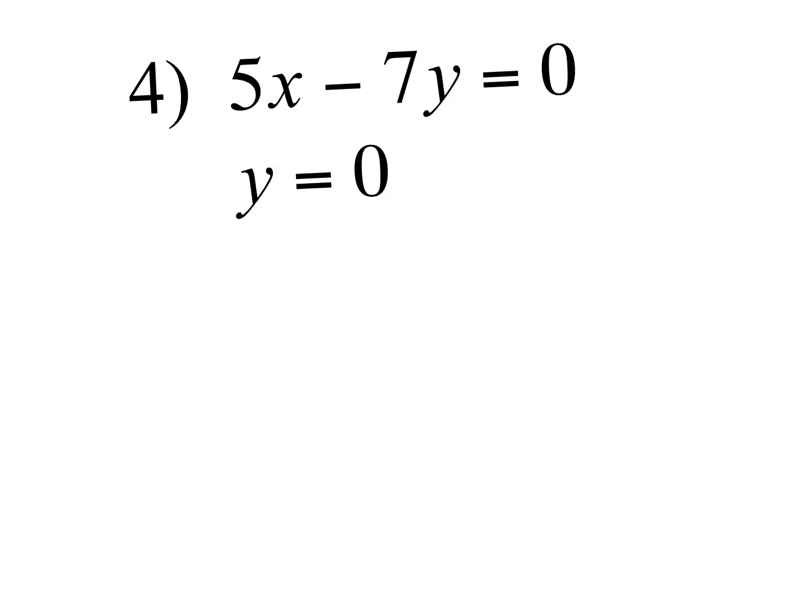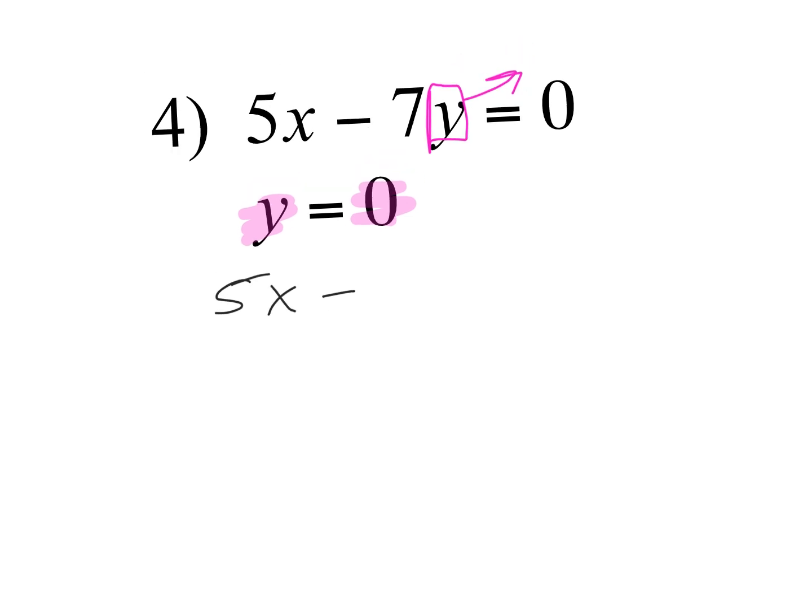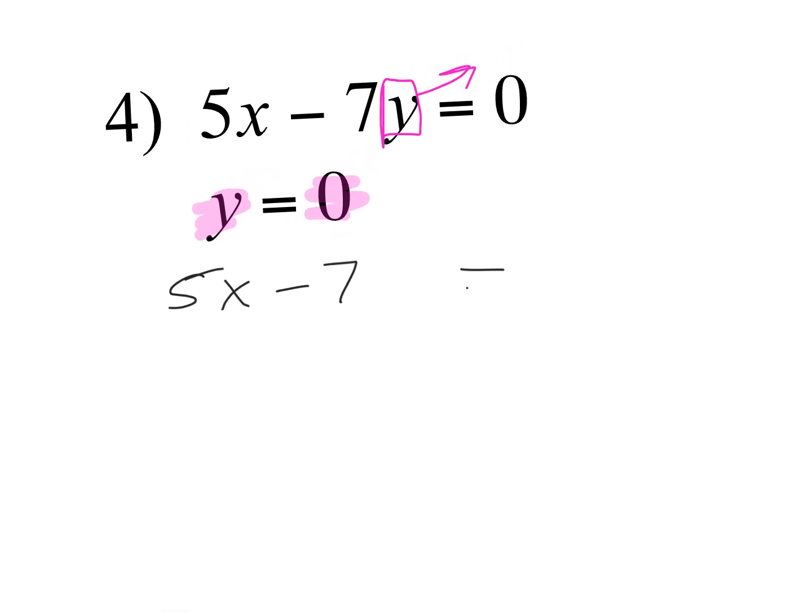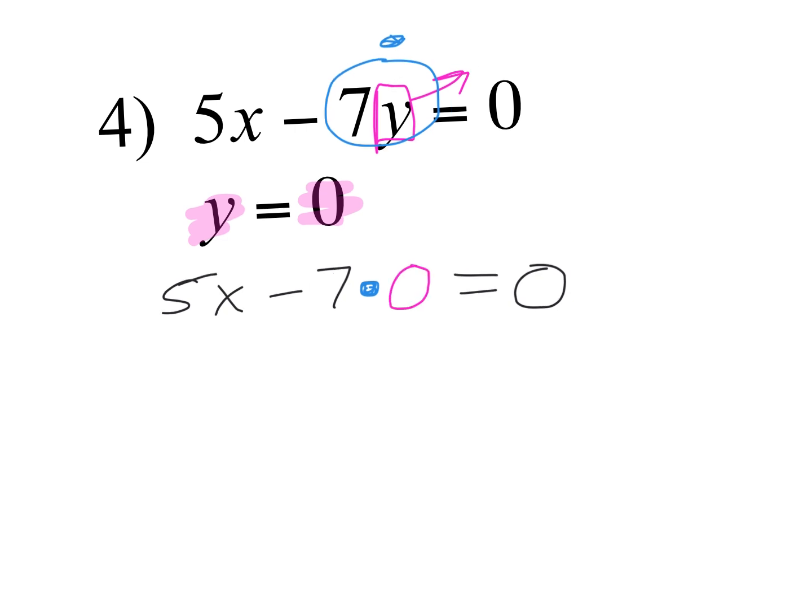Number 4, again, y is equal to 0. So I'm going to take the y out of here and replace it with a 0. So I'm going to rewrite the equation exactly the way it should be. Remember, this means multiplication. So I'm going to go ahead and put my multiplication there. So instead of 7 times y, I'm going to do 7 times 0.